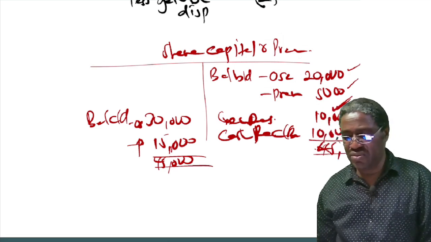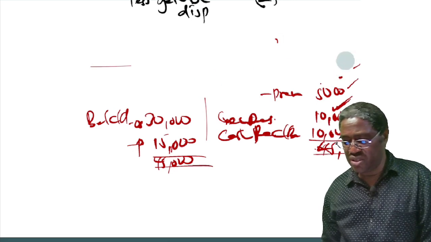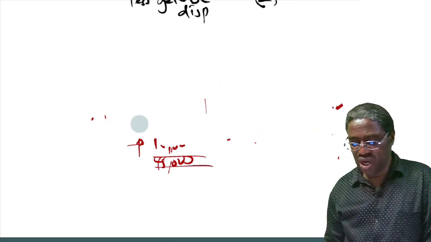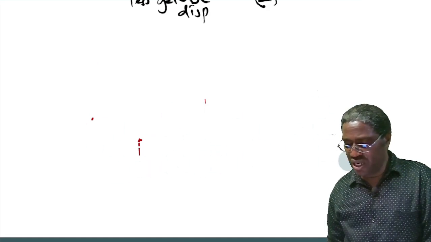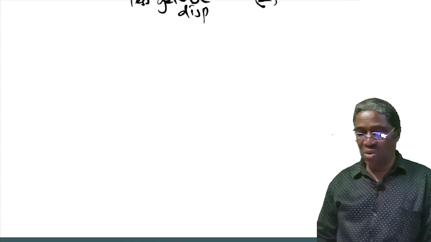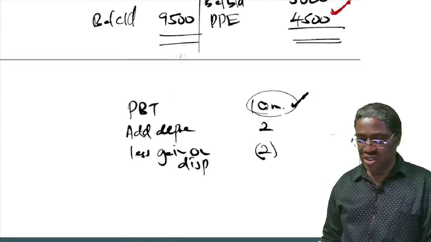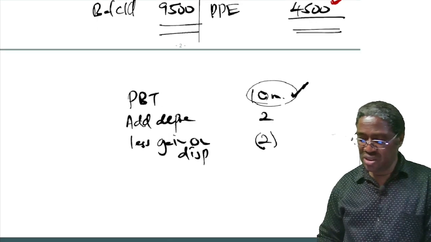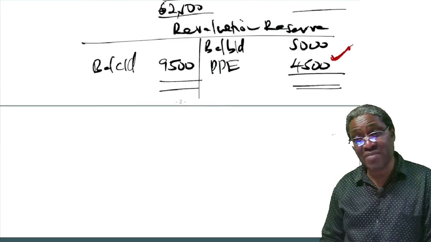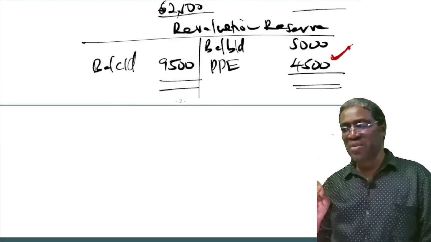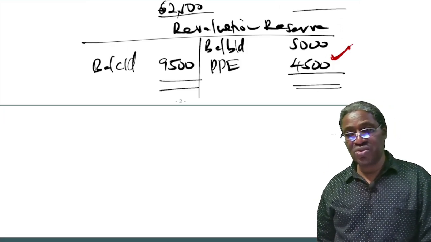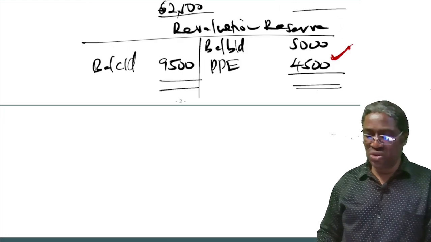Let me wrap this so that we proceed to our next item. We are still analyzing, don't forget, our balance sheet, and we said you have to keep analyzing every item after the other. Good. We were at the point of revaluation reserve. Let's now go to the next one.